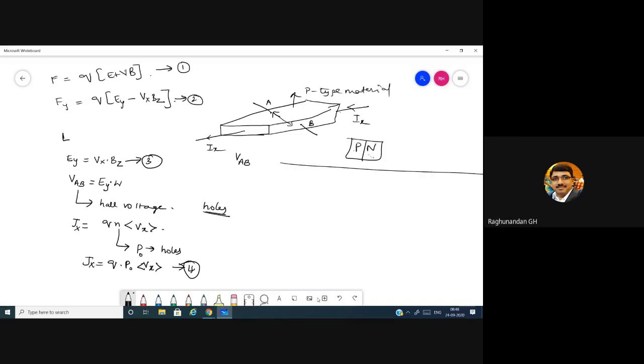Now, when I compare equation 3 and 4, what can we do?